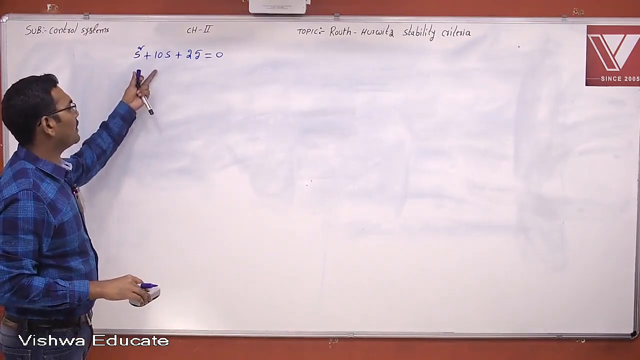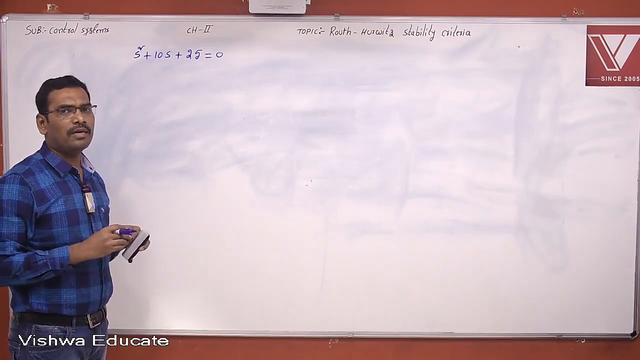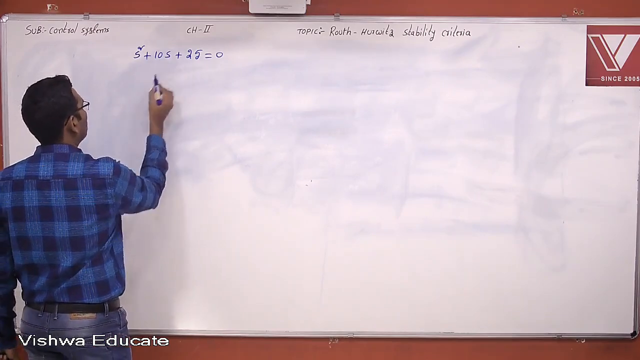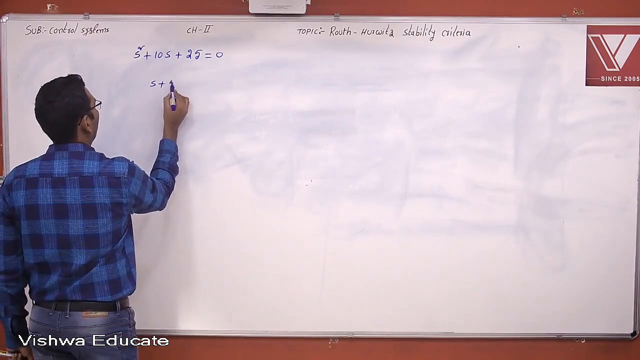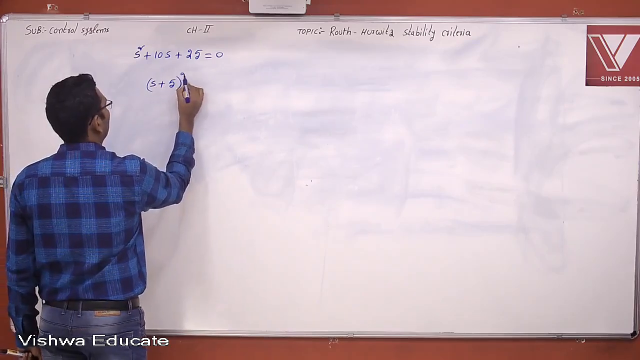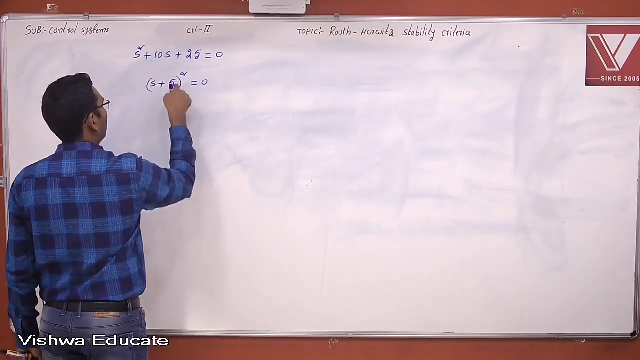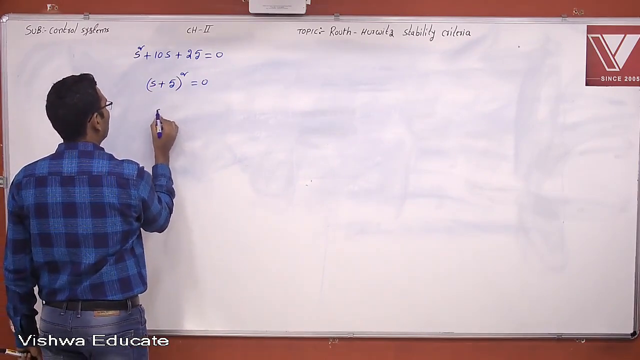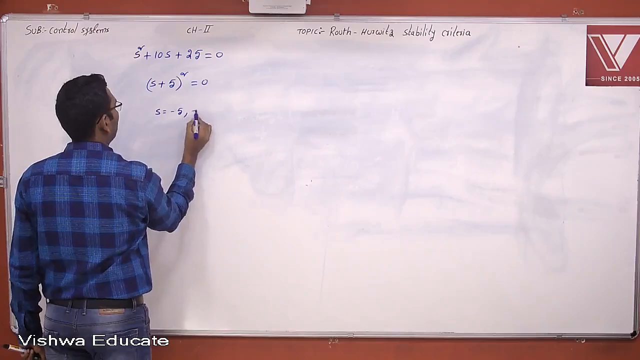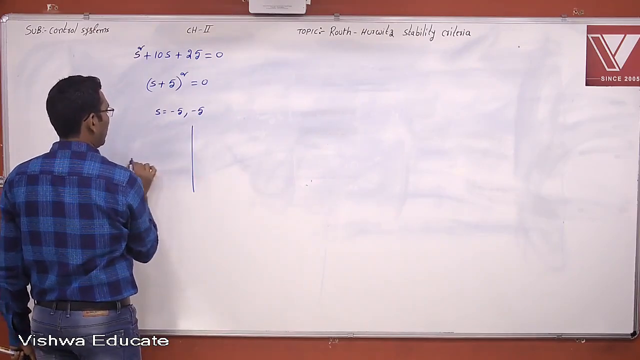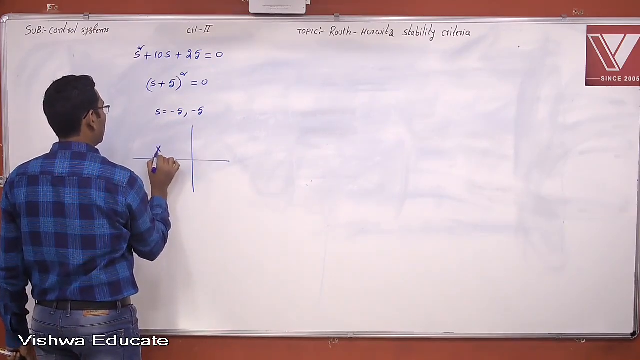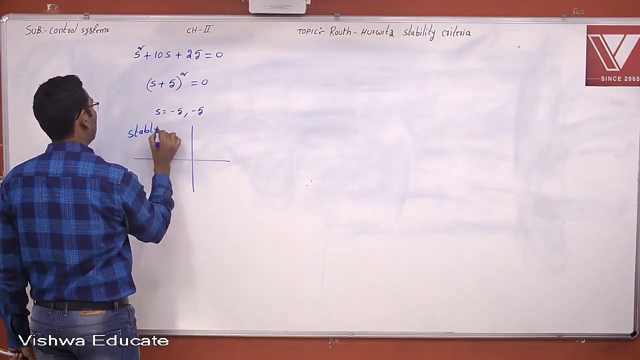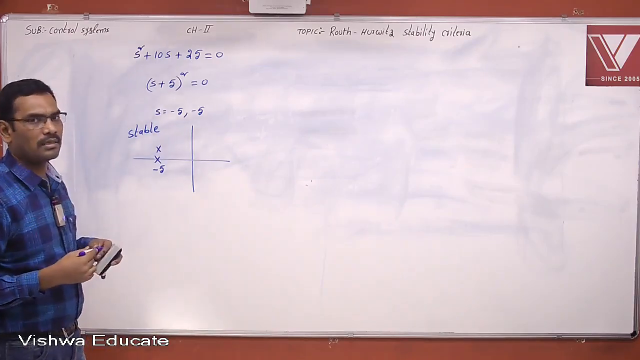Now for this particular characteristic equation, what about the closed loop control system stability? Without a second thought, we can easily find. Now what are the roots? S plus 5 whole square is equal to 0. A square plus B square plus 2AB, 2 into 5, 10. Now where are the roots? The roots are minus 5 comma minus 5. The poles are repeated poles on the left hand side. System is stable.